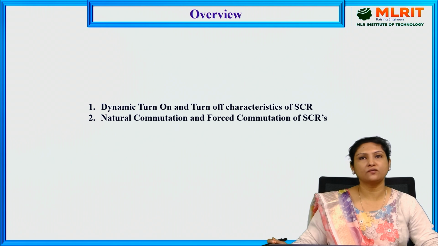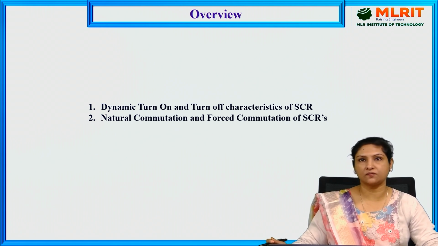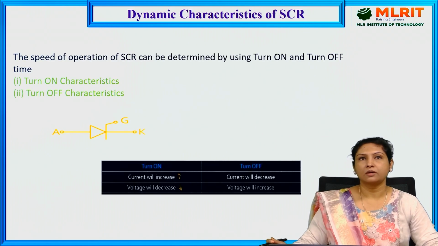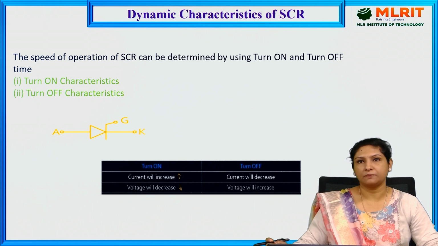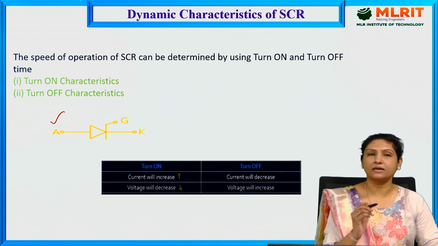Dynamic turn-on and turn-off. In today's session, I'll be covering dynamic turn-on and turn-off characteristics of SCR, natural commutation and force commutation of SCRs. Dynamic characteristics of SCR include turn-on and turn-off time. Firstly, the speed of operation of SCR can be determined by using SCR turn-on and turn-off time. And in this session, we will discuss in detail the turn-on characteristics as well as the turn-off characteristics of SCR.